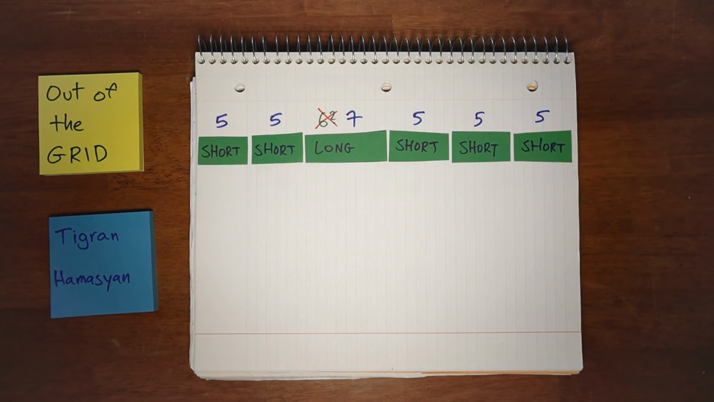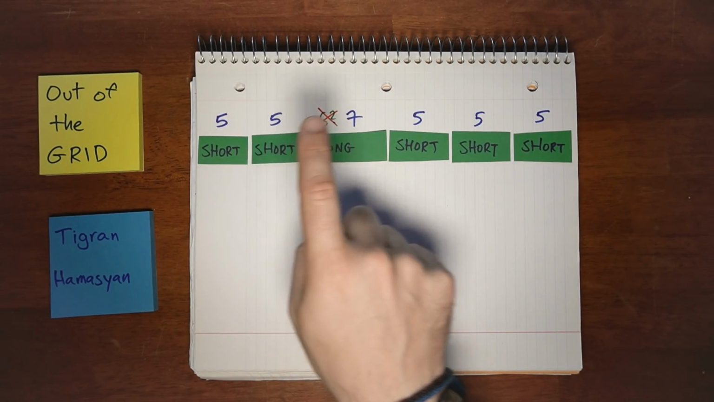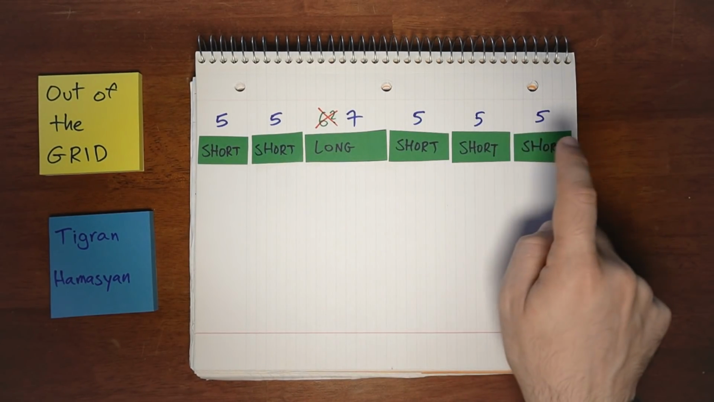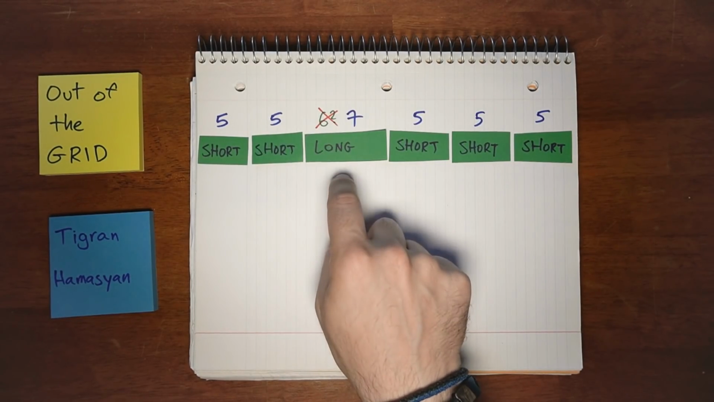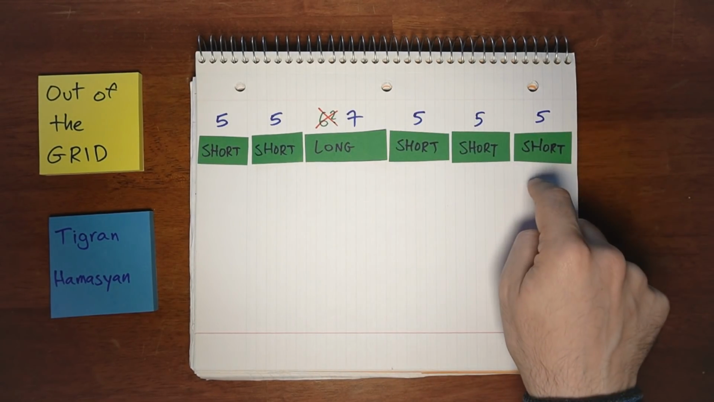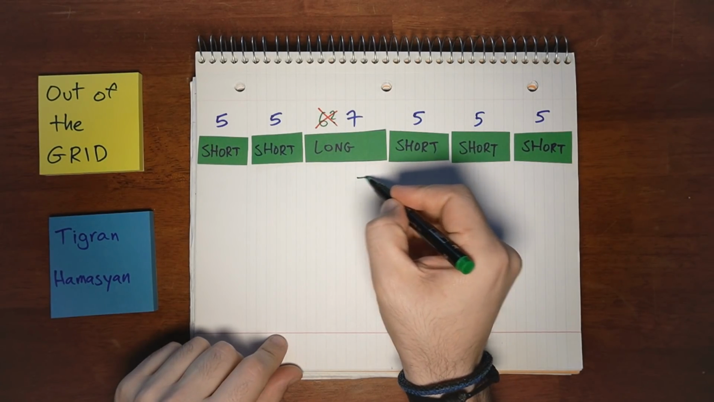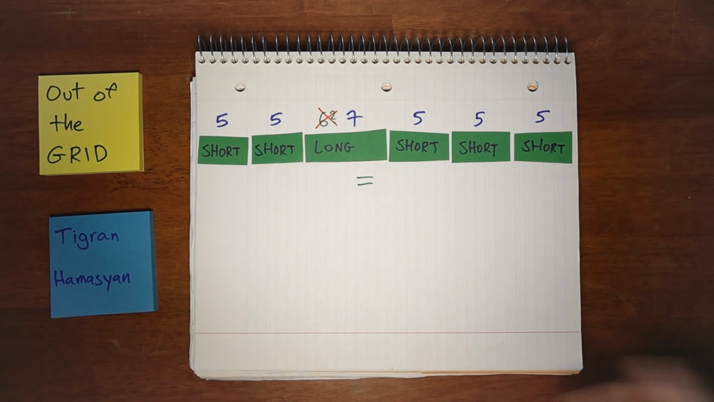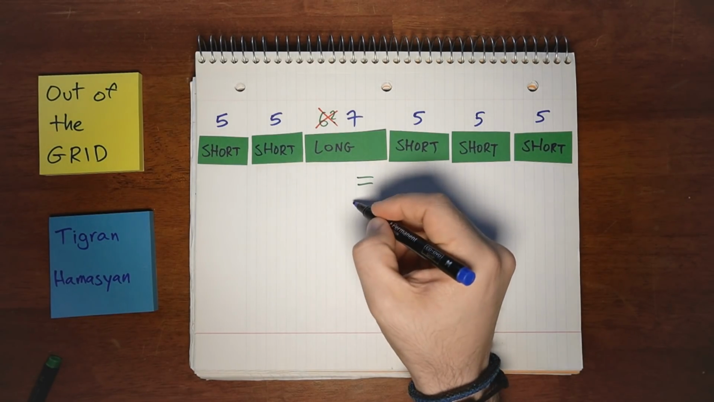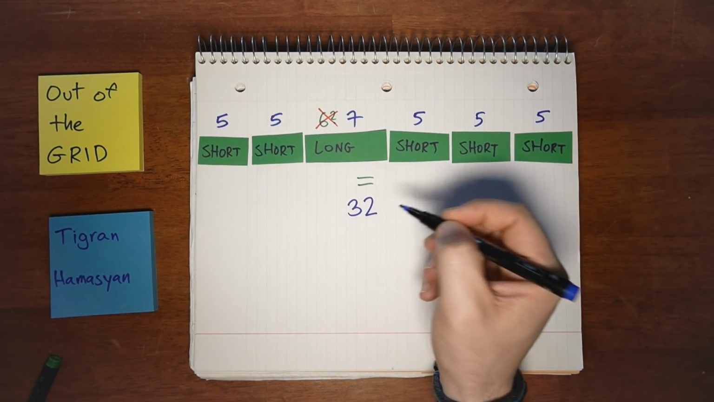Sure. 7. Counting through the pattern with the long block as 7 beats. Now that seems to work. So now we have all the blocks revealed. And 5 plus 5 plus 7 plus 5 plus 5 plus 5 equals 32.